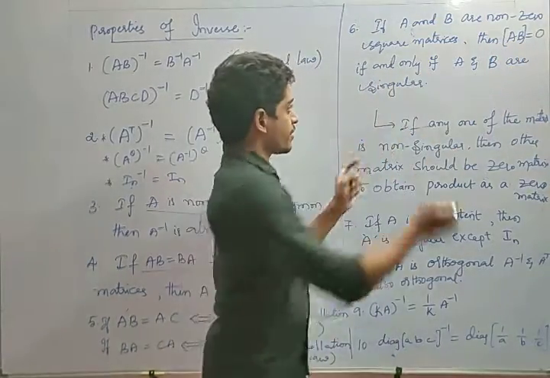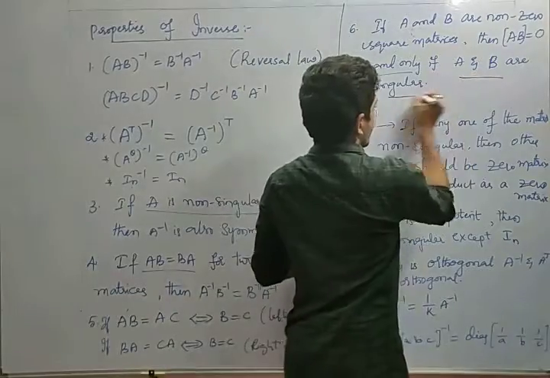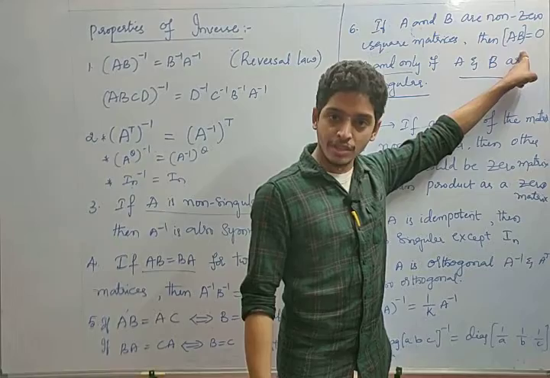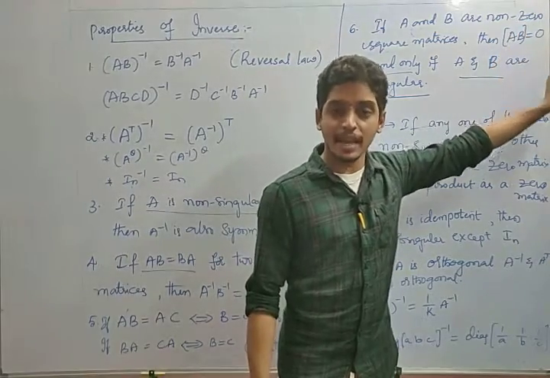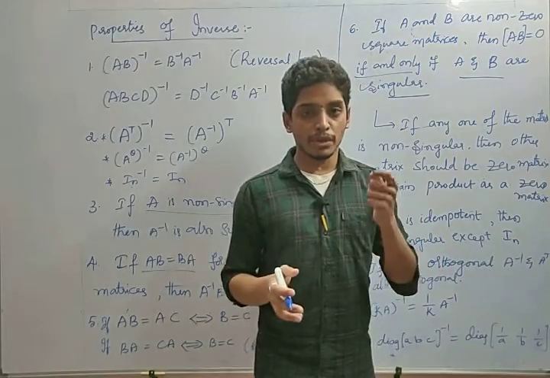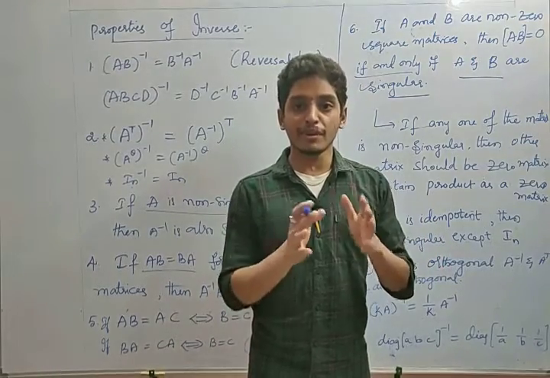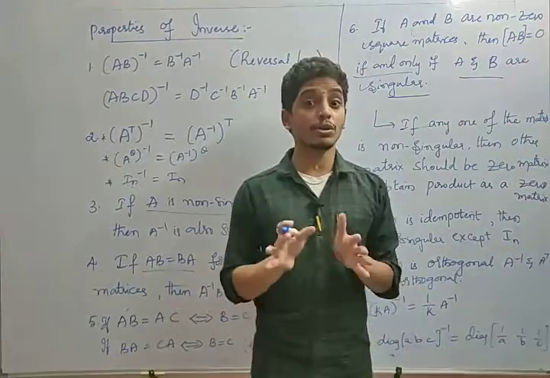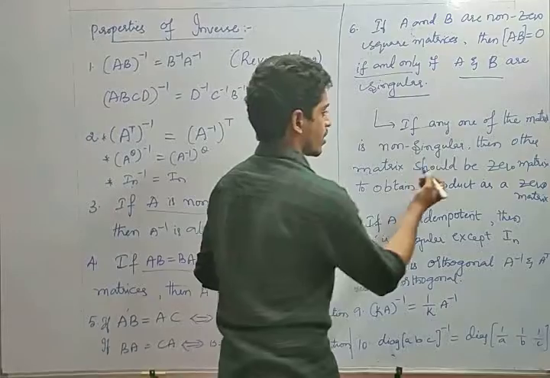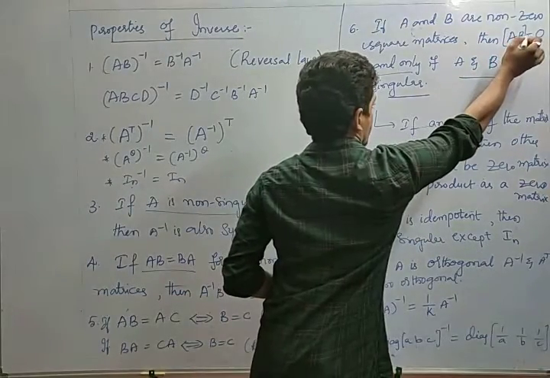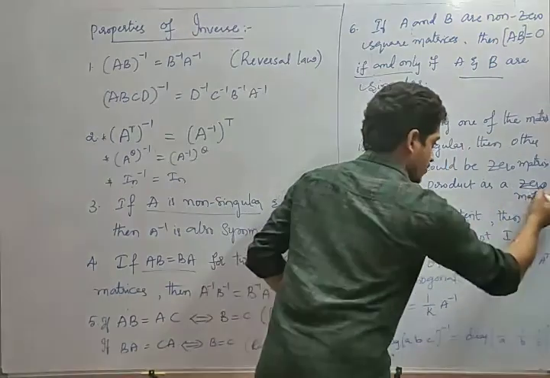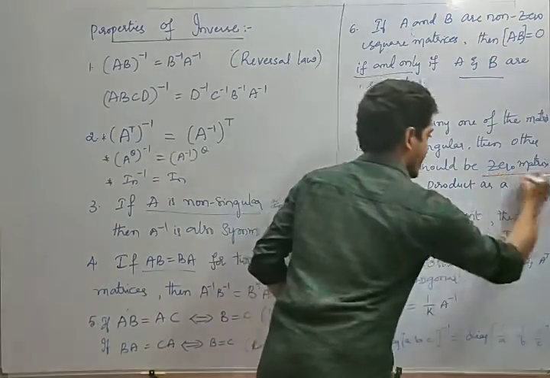If and only if A and B are singular. That means if determinant of A is 0 and determinant of B is 0, then only the product can be a null matrix, right? A null matrix is possible as the product of two matrices if and only if both of the matrices are singular matrices. If any one of these two matrices is non-singular, then the other should definitely be a zero matrix.